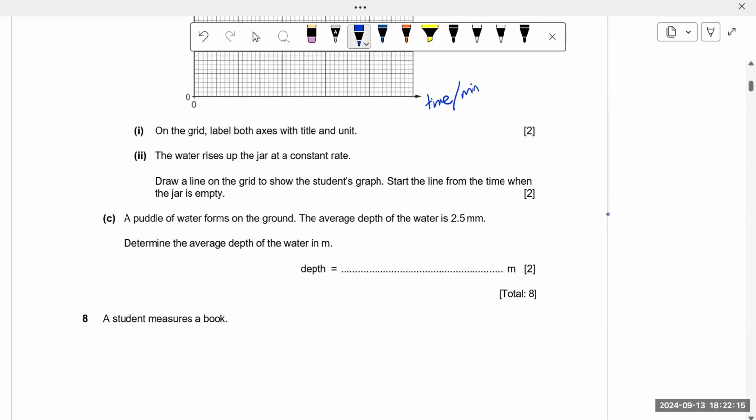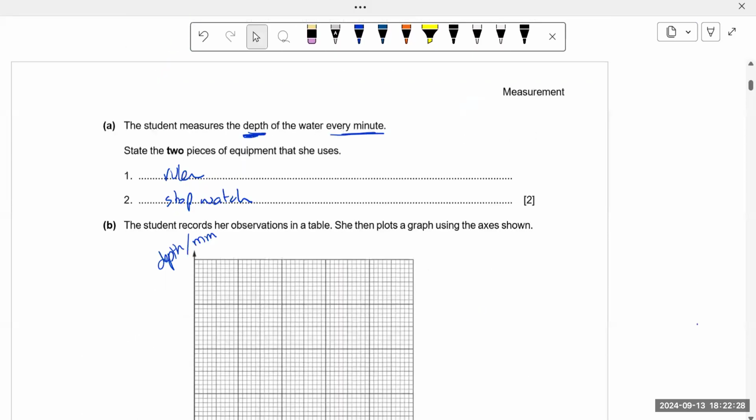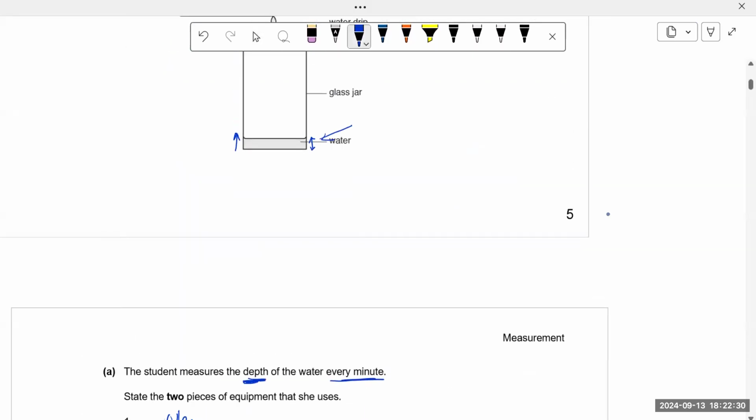Draw a line on the grid. The water rises up the jar at a constant rate. Draw a line on the grid to show the student's graph. So it says that the water rises at a constant rate. Okay, so basically the distance that I'm measuring is increasing constantly with time.